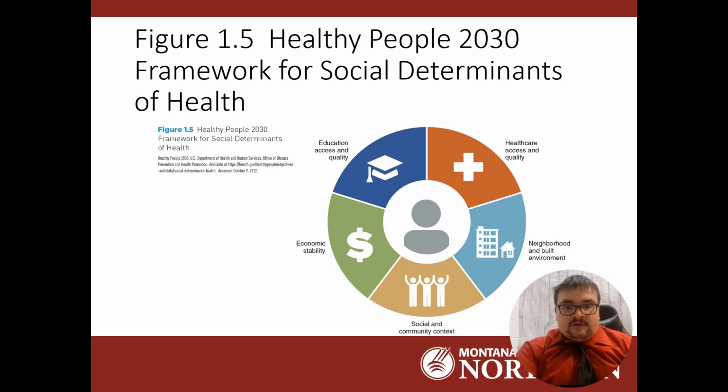So all that is just the framework of the Healthy People 2030 initiative, which is to illustrate the social determinants of health, and to provide a roadmap for addressing health disparities through measurable outcomes and goals for the next 10 years.